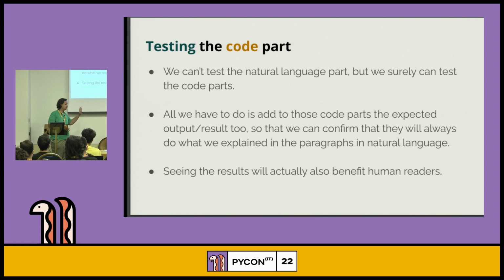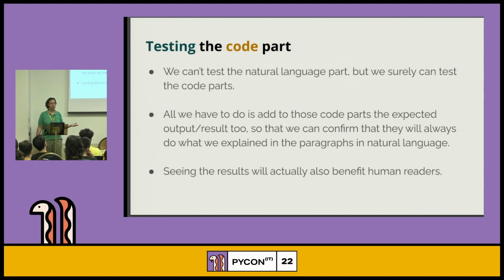So we can test the natural language part. Obviously, that's very hard. Probably you will be able to do something about that, but that's the very hard part that we are not going to cover now. So, taking for granted that the explanation reflects the code, if my code works, it means that the explanation that I have associated to that code still is valid.